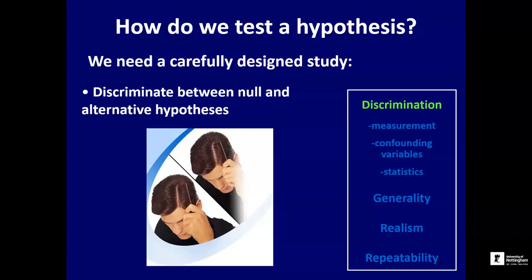There's no use going out and collecting data with which you're trying to test a hypothesis if the data would look the same regardless of whether the null or the alternative hypothesis was correct. So we're looking for experiments which are cleverly designed to make that distinction.